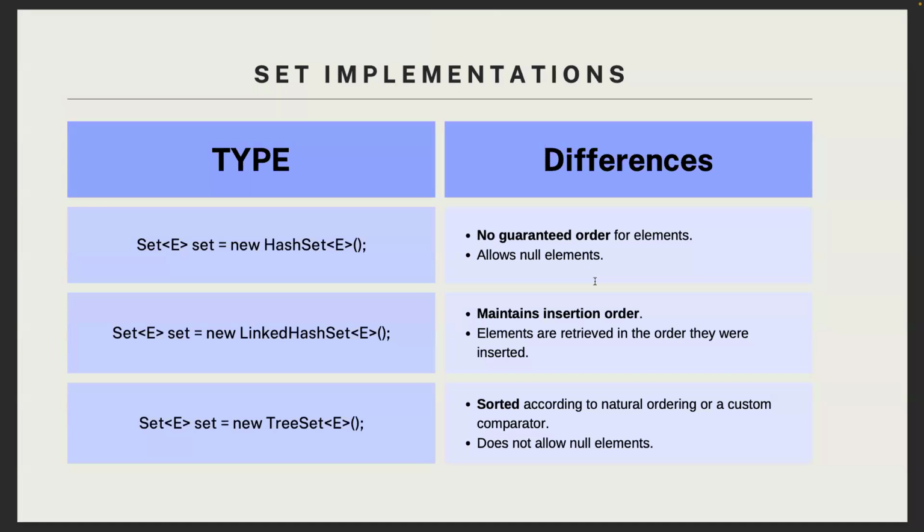And then the third implementation is the tree set, where the elements are sorted in natural order, in an ascending order. Alphabetically or natural or ascending means growing: 1, 2, 3, 4, right? The order matters. And it does not allow null elements.